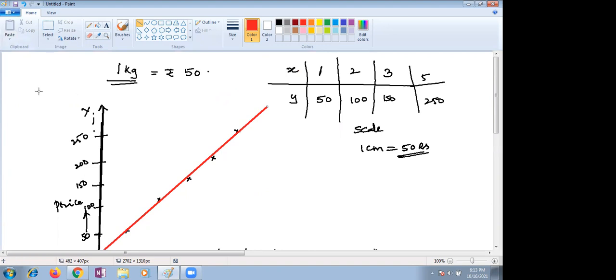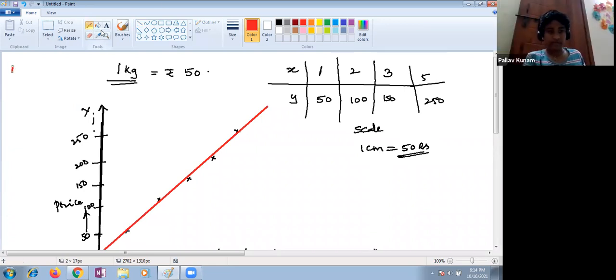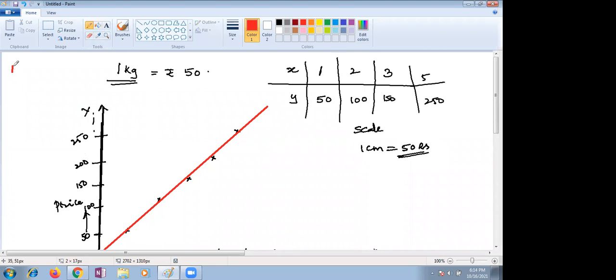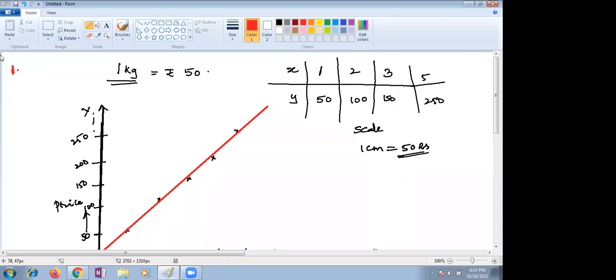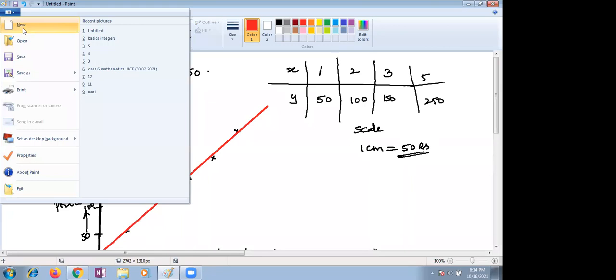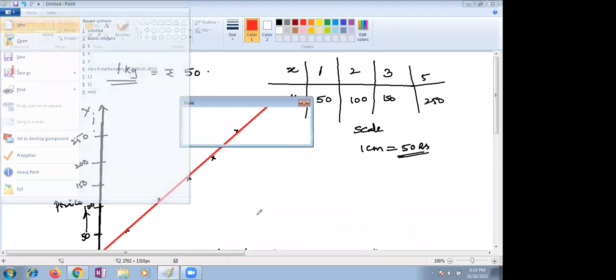Children, any doubt in the first question? No, ma'am. Pallav, are you there? Yes, ma'am. Any doubt in the first question? How to construct a graph here? No, ma'am. Satvik? No, ma'am, no doubt. If you have any doubts, please let me know. Whatever the conditions given, based on those conditions, we are building the question, children.